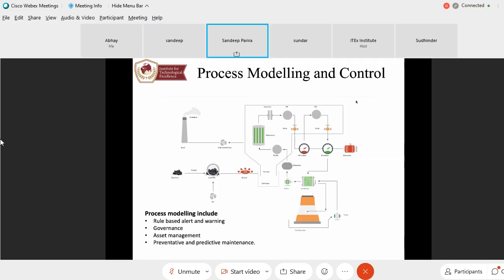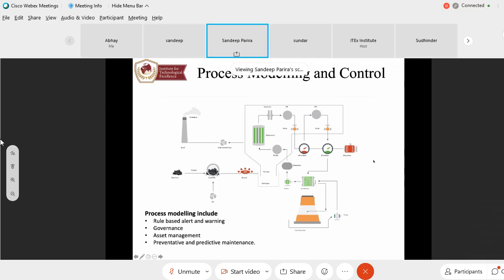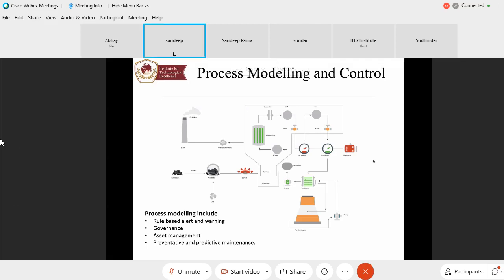Okay, and in process modeling and control, we have taken an example of a thermal plant. In a thermal plant, there are thousands of parameters. And mostly, we have also observed that because of ramping, these assets get affected. So how do we model that ramping to identify the performance or the maintenance of this critical asset, how it is affecting it?